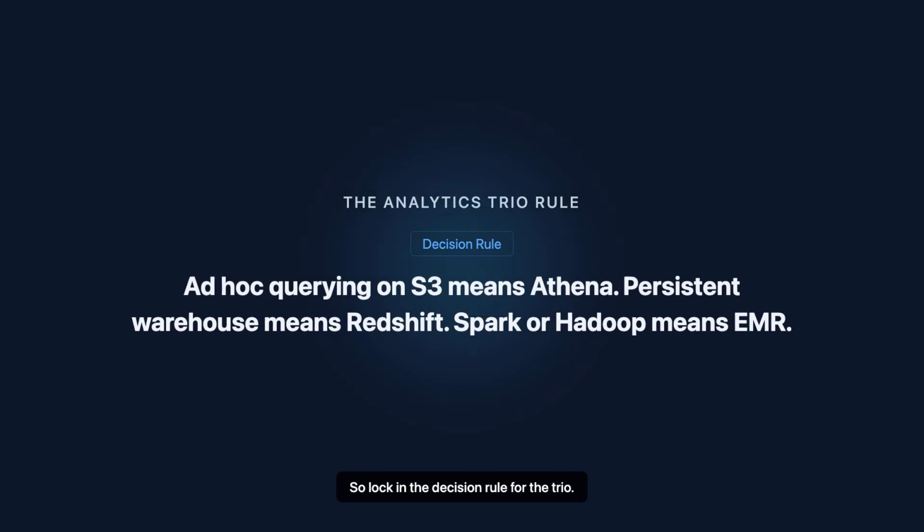So lock in the decision rule for the trio. When you need ad hoc, serverless querying directly over files in S3, that's Athena. A persistent warehouse for ongoing reporting means Redshift, and big data processing with Spark or Hadoop means EMR. Three services, three distinct shapes of work, and the qualifier in the question almost always tells you which one.